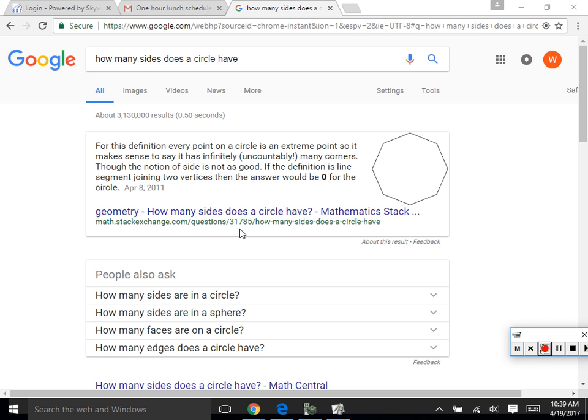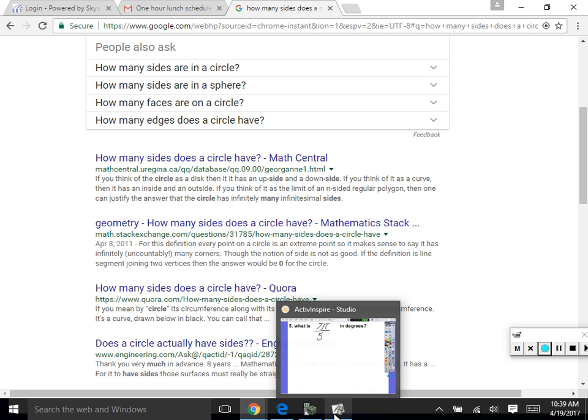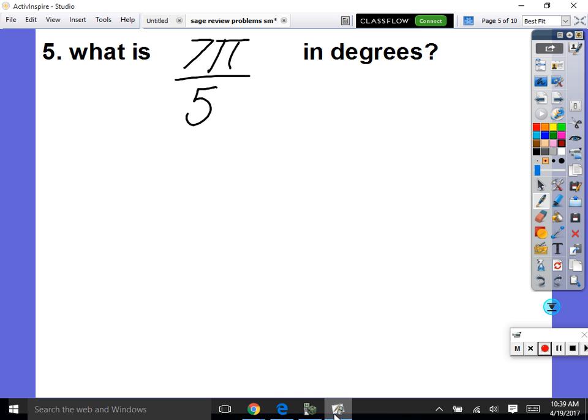So it says right here that a point on a circle is an extreme point, so it makes sense to say it has uncountably many corners. So it says that there are 0 sides of a circle. It says if the definition is a line segment joining 2 vertices, then the answer would be 0 for the circle. Me too, but it's 0.